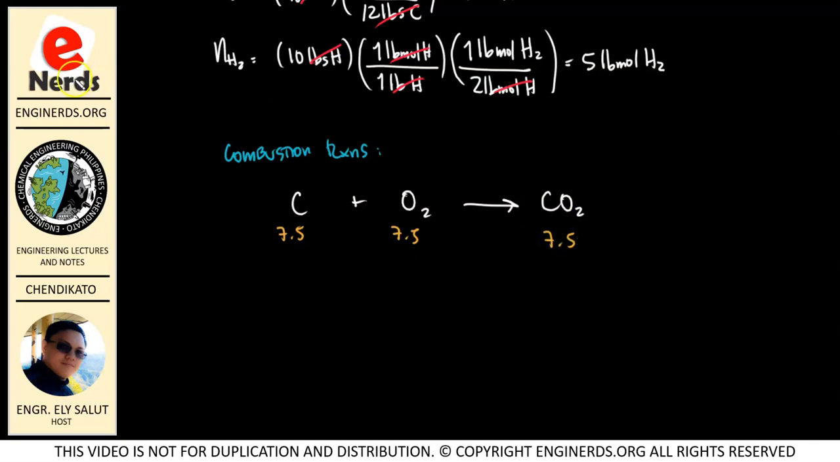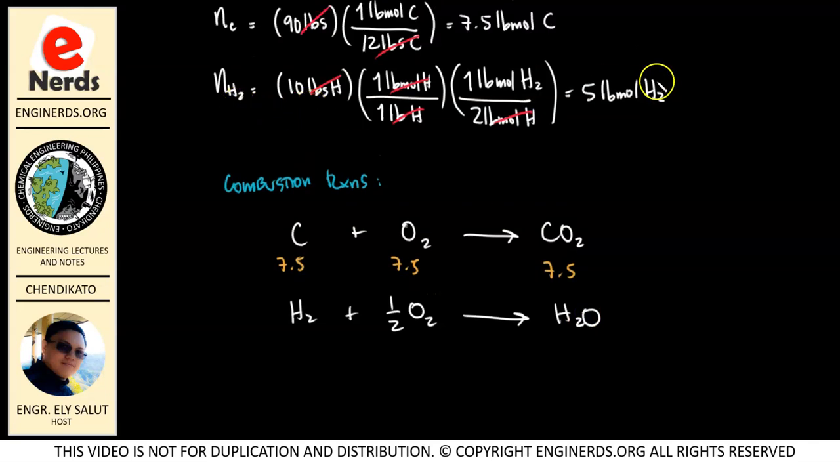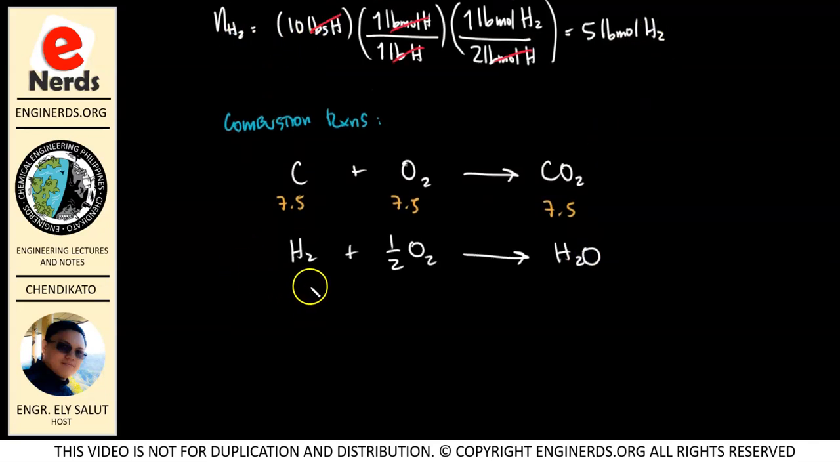Eh, paano naman sa ating H2? So, we have H2 will react to 1/2 of O2 producing H2O. So, ilan ang moles ng ating H2? We have 5 pound moles. So, we have 5. So, H2 is 1:1 sa ating H2O. So, we have 5. And we have 1/2 of O2 here. So, 5 divided by 2, we will have 2.5 pound mole here.